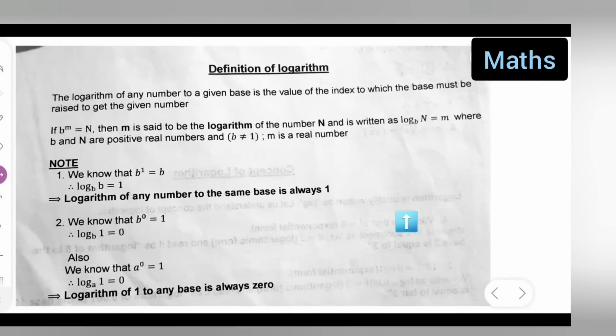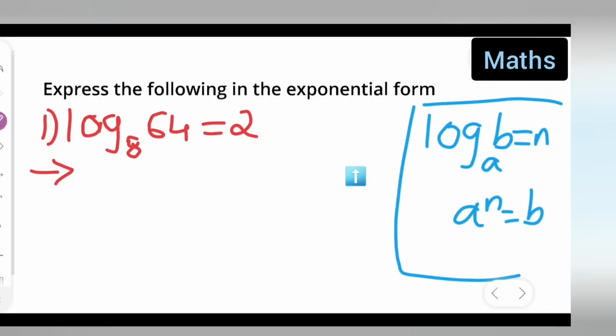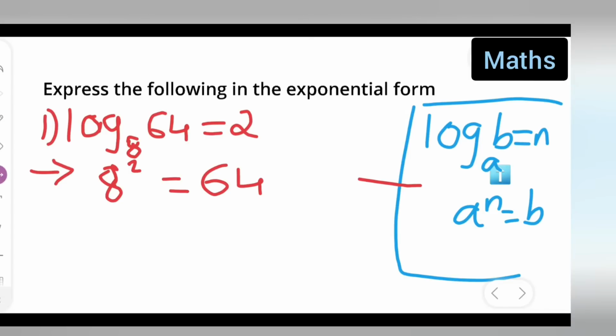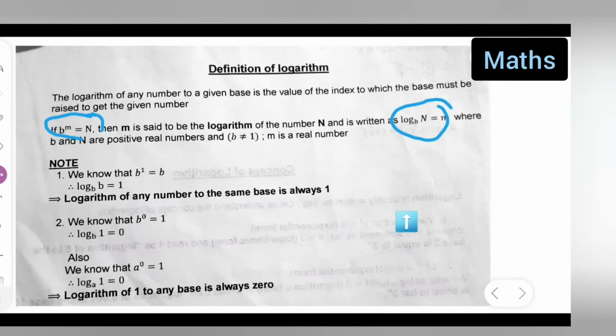Here what is important is, this is exponential form and this is logarithmic form. So let us see the concept in this. Log of b to the base a is equal to n. So a raised to power of n is equal to b. So here your base is what? 8. So write down 8 square is equal to 64. Right? You'll have to apply this rule. Is equal to b. Here b is what? 64.